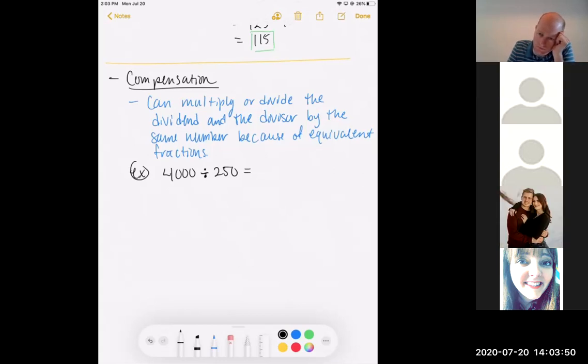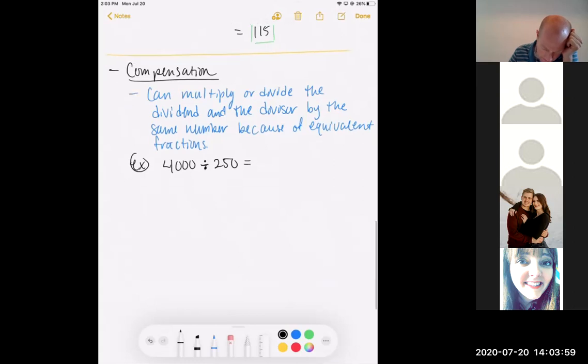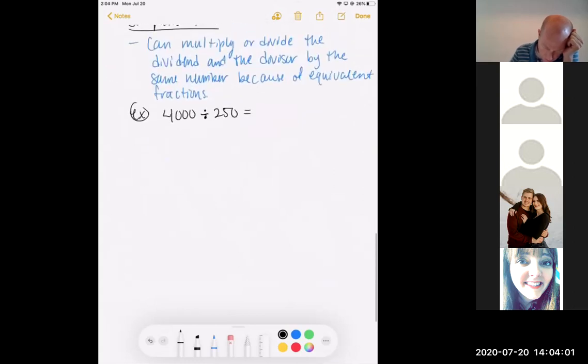You could divide them by 100. Okay, great. Let's go ahead and divide them by 100. What would I get for my new problem? What's 4,000 divided by 100? 40.